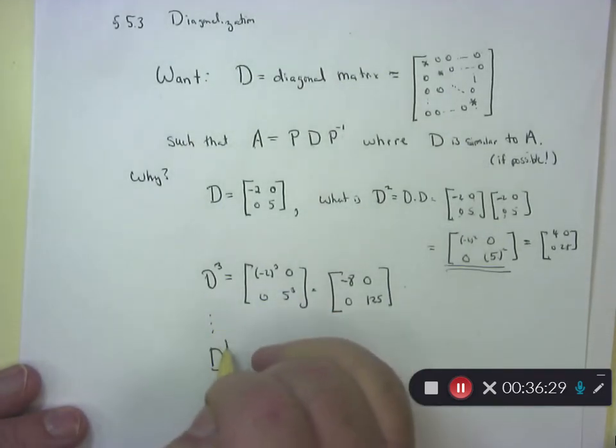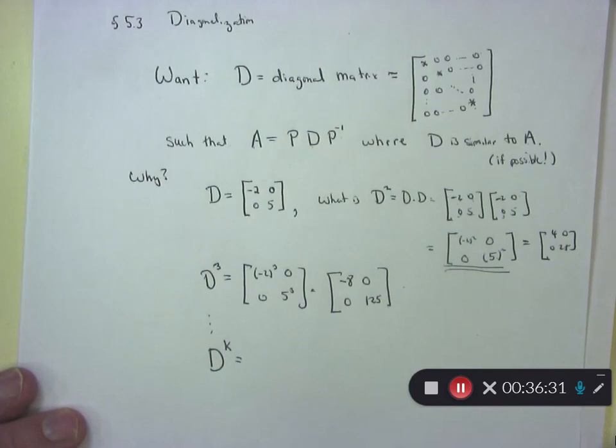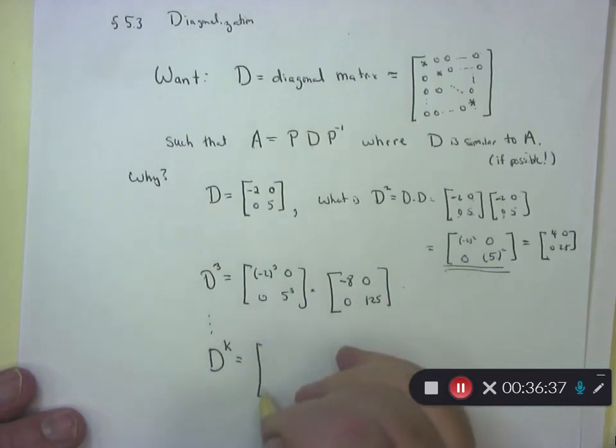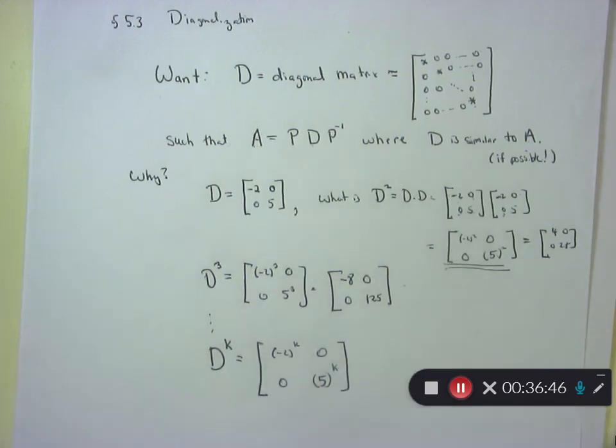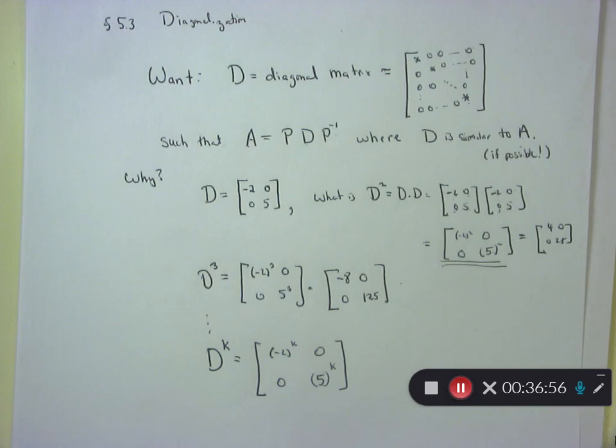What would D to the k be equal to? What would that look like in terms of a matrix with D times D times D times D, k times? That's going to be -2 to the k, 0, 0, and 5 to the k. That is what D to the k is going to end up being. Does that make sense?